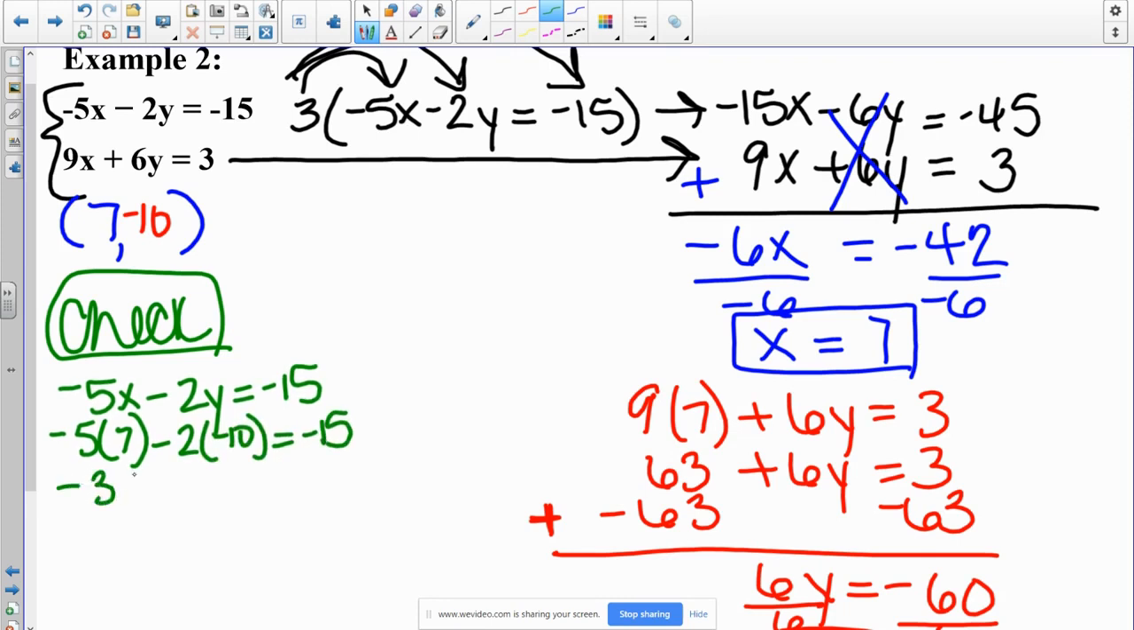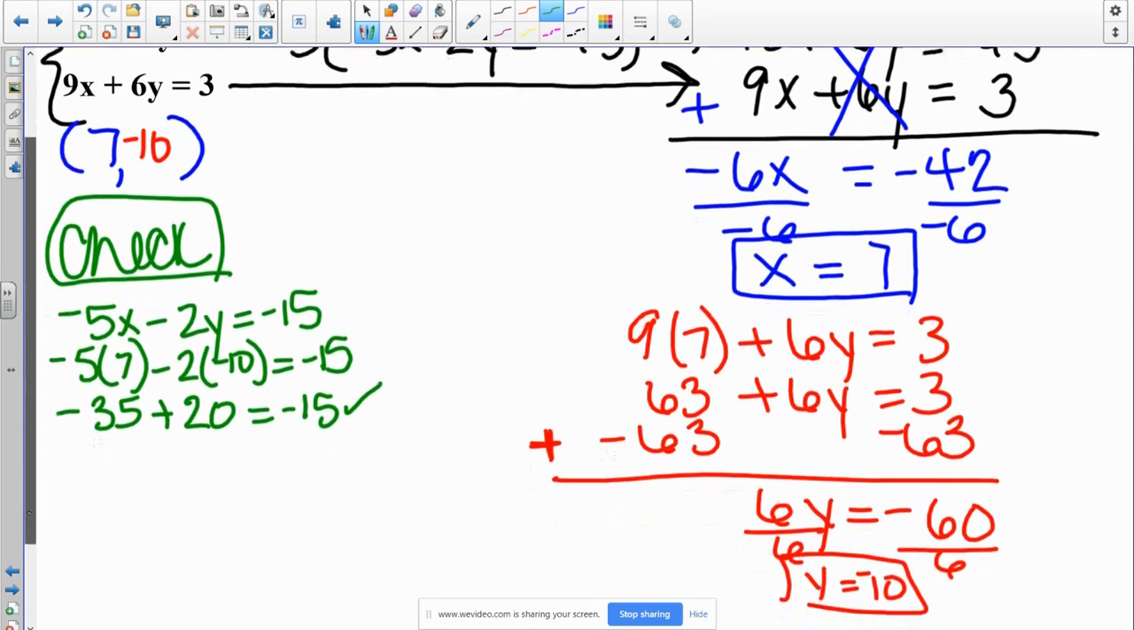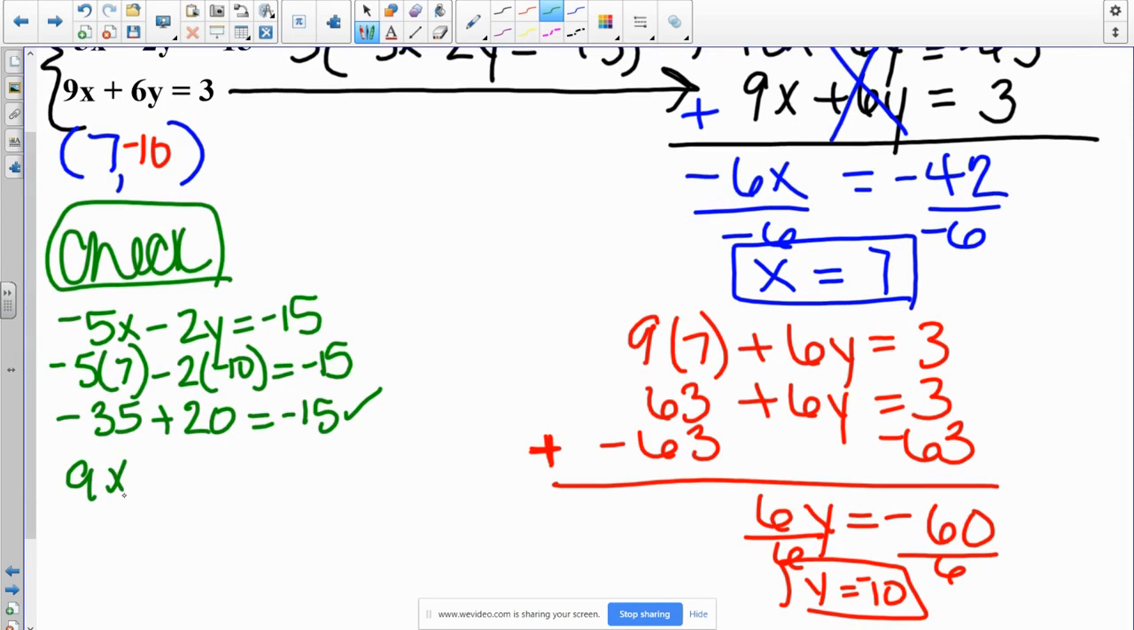This is negative 35 when you multiply. This is a positive 20. Negative 35 plus 20 does equal negative 15. So it works in the first equation. Have to try it in the second one. I'm going to try it in the second one here of the originals.